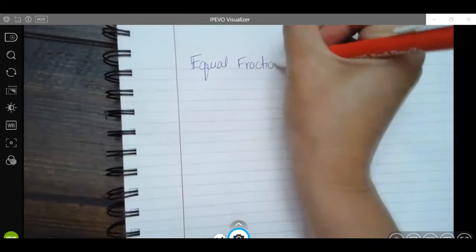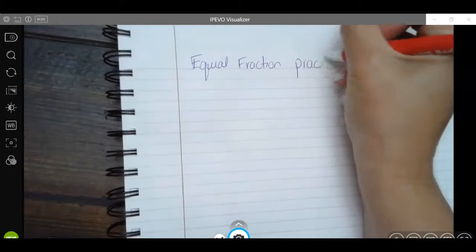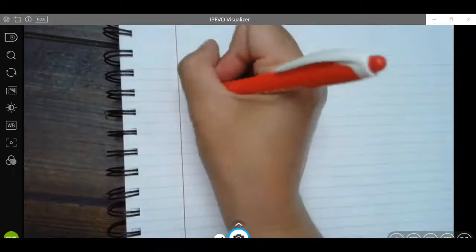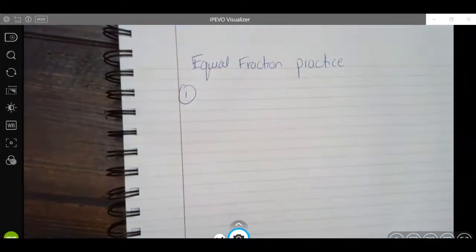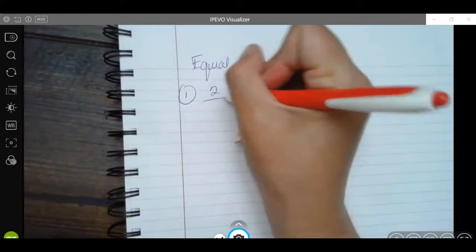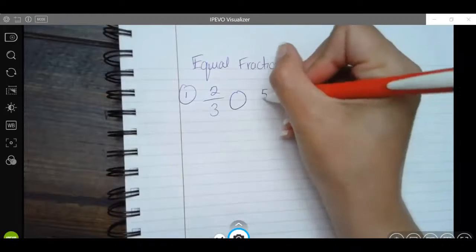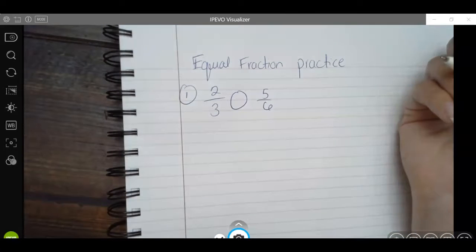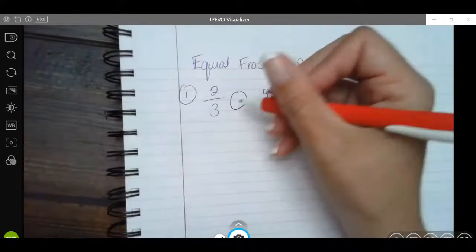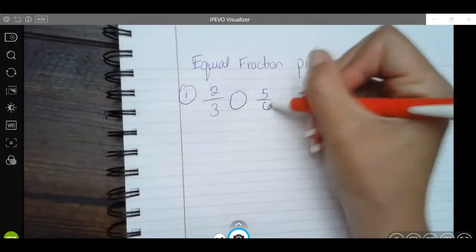Fraction practice. Okay, so the first one, we are going to do 2/3 and compare it to 5/6. Okay, so the first thing we need to do is find a common denominator.